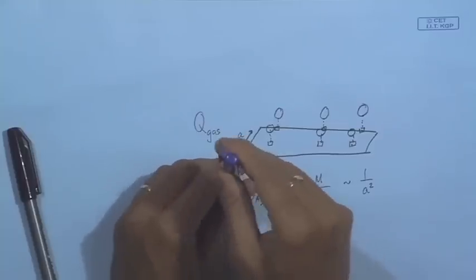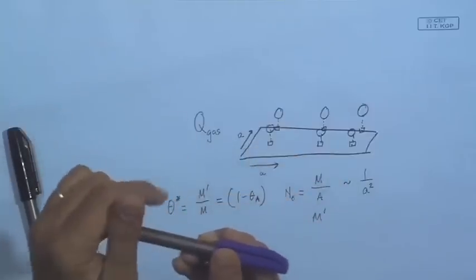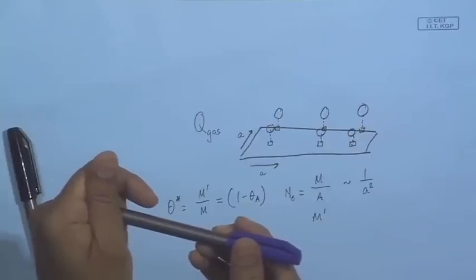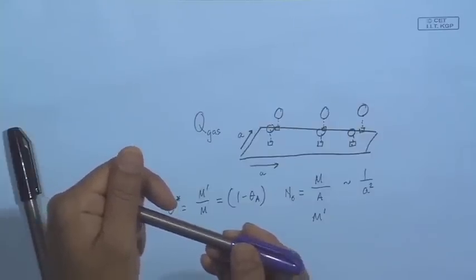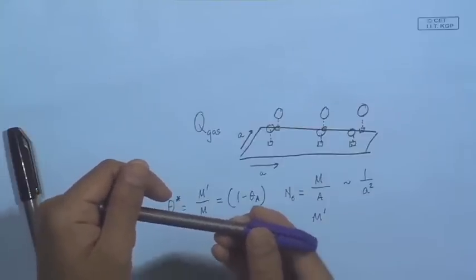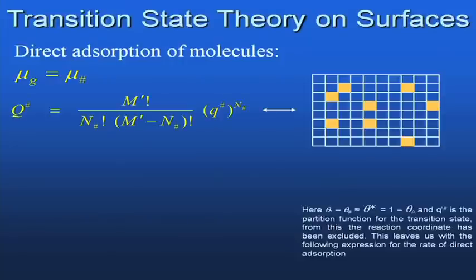It has the option only this way, like this. Suppose this is the adsorbed one. So, on the surface it will do this motion, like this. So, this is your vibration. This gives the expression which immediately indicates that the rate constant is smaller. Let us go to that, direct adsorption of molecules.